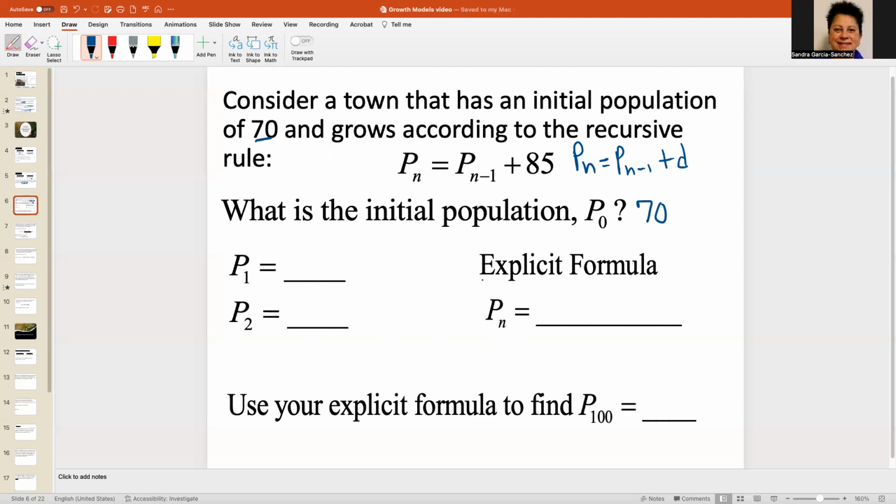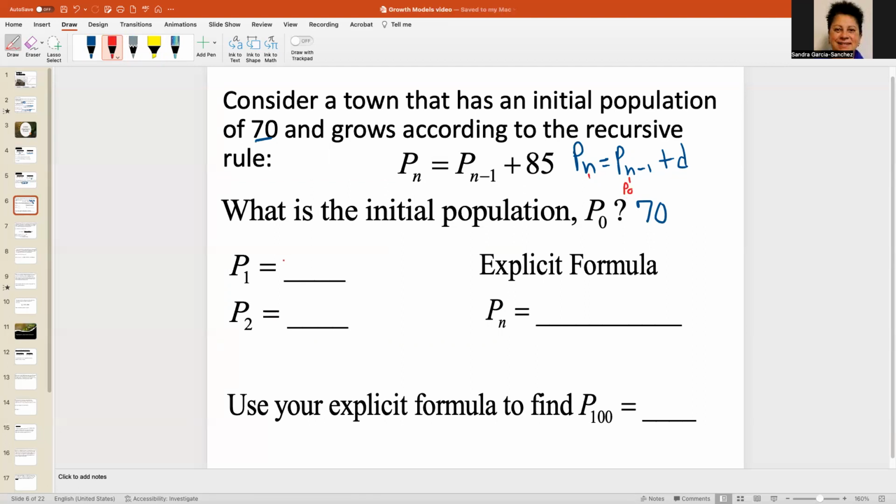And they ask us to find P sub 1. Well, if I'm going to find P sub 1 and I put a 1 here, and here, P sub 1, 1 minus 1 is going to give me P sub 0.